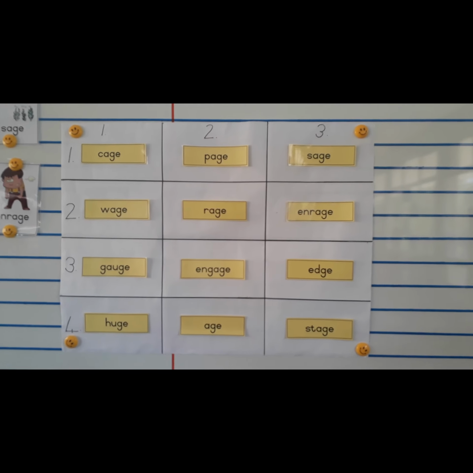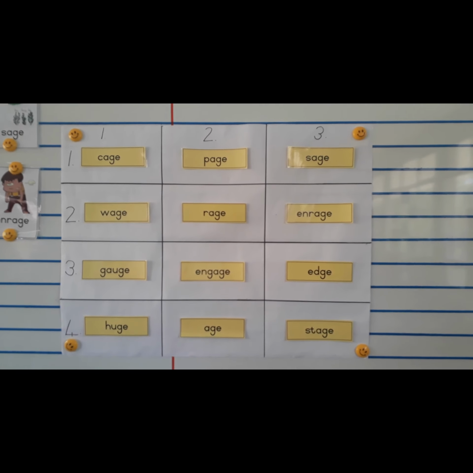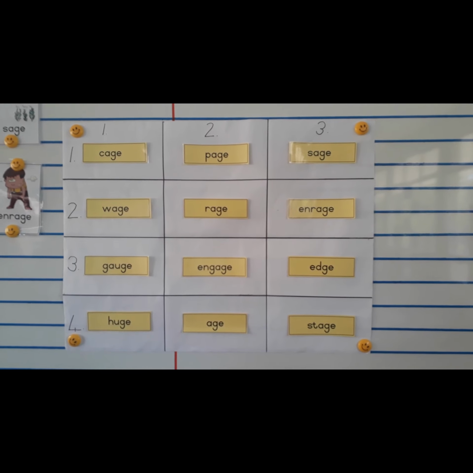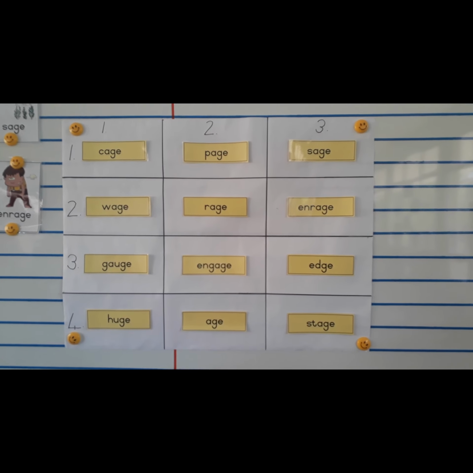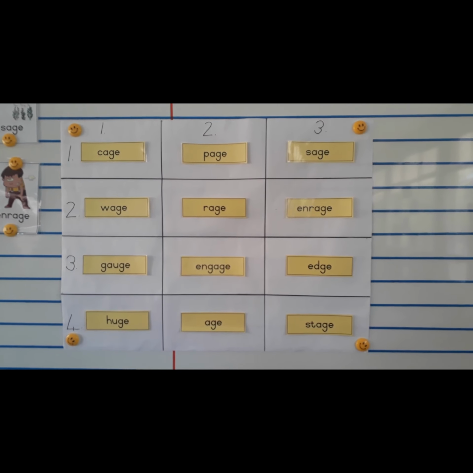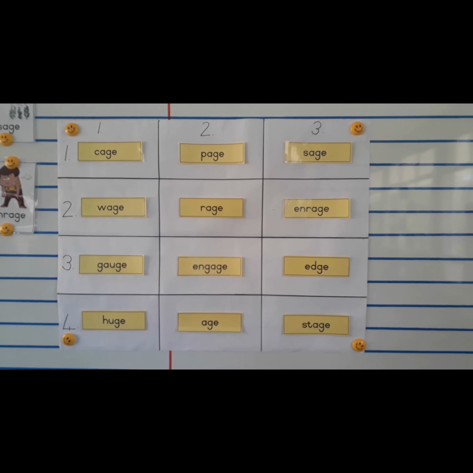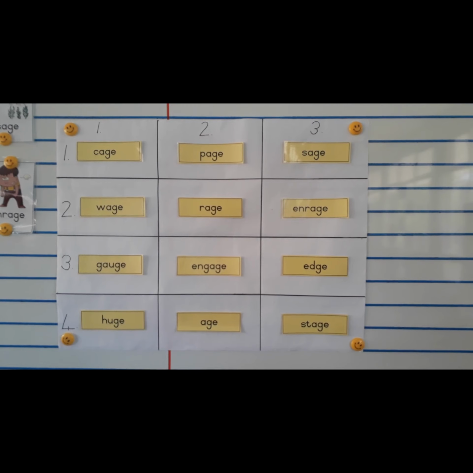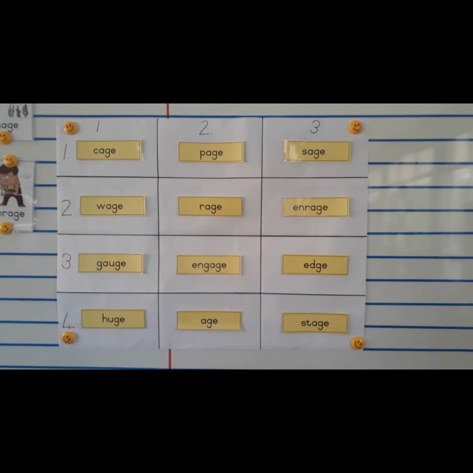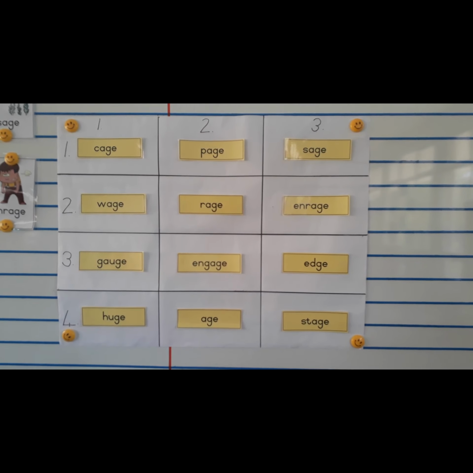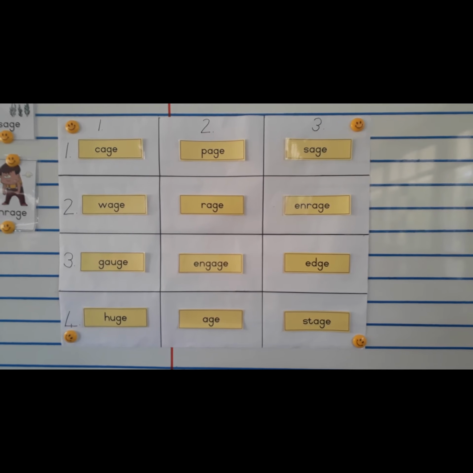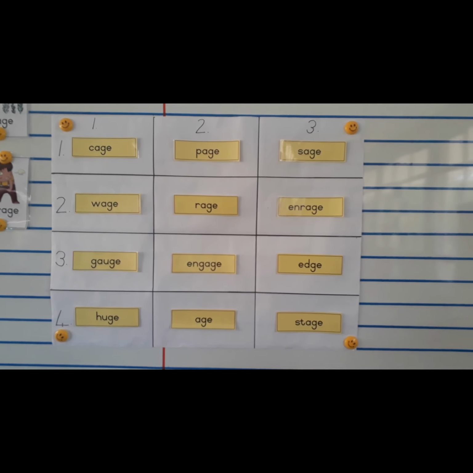Read only the first word in each row. So it's cage, wage, gauge, huge. Read the last word in each row. Sage, cage, enrage, edge and stage.